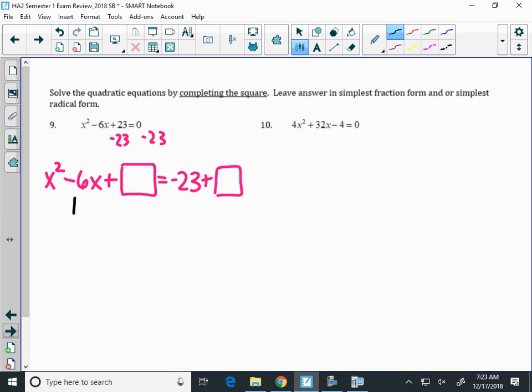To fill in the box, you take half of this middle number and square it. Well, half of -6 is -3, and -3 squared is +9. You always put a positive in the boxes, because every time you square a number, it is positive.